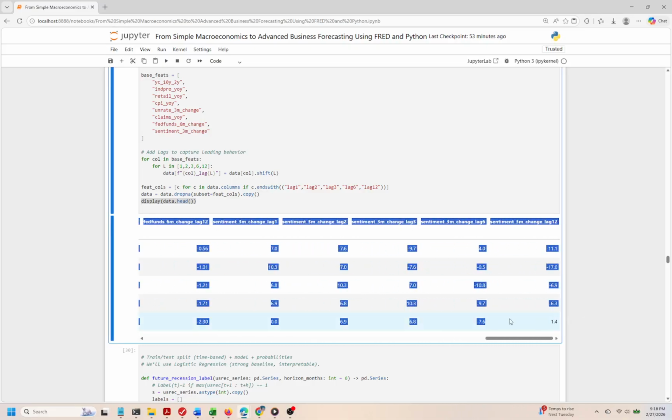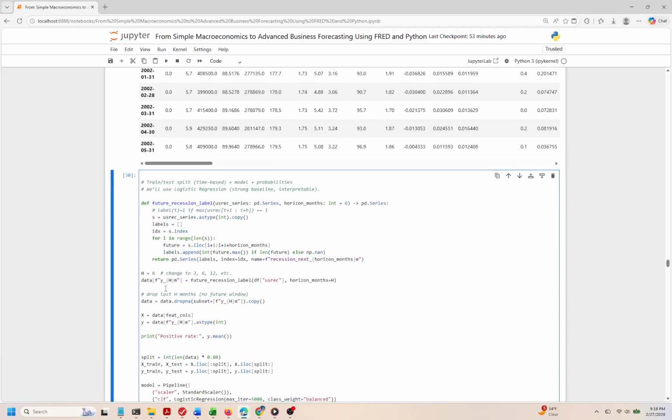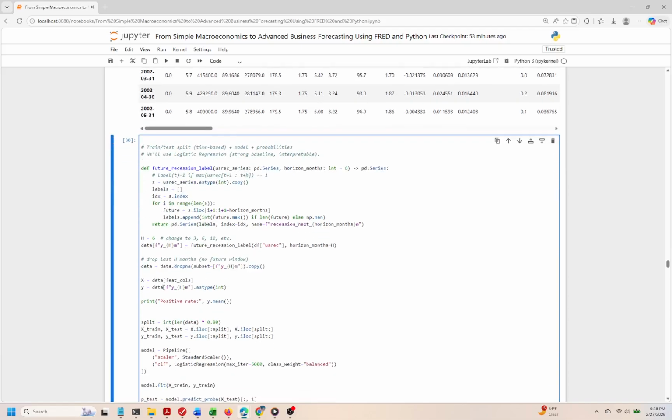Cell 18. This cell is focused on a crucial step in our predictive modeling process, creating labels for future recession periods based on historical data and splitting this data into training and testing sets. This not only helps in evaluating the performance of our model, but also sets the stage for understanding how well we can predict economic downturns using logistic regression, a method known for its interpretability and effectiveness.